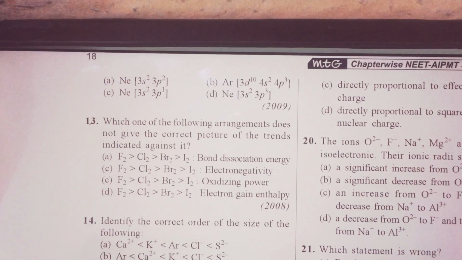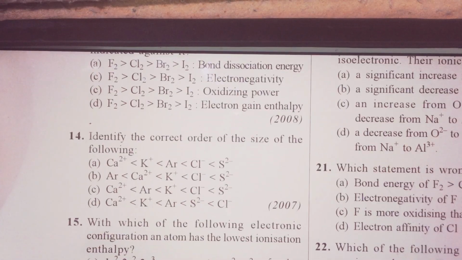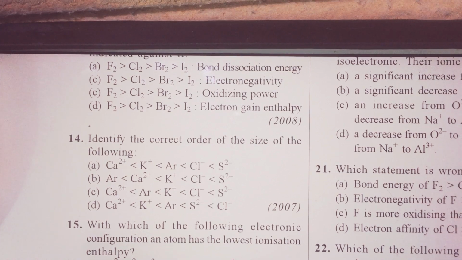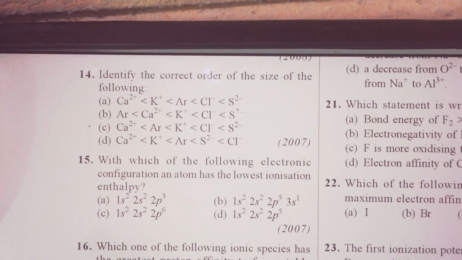Identify the correct order of the size of the following. For the 14th question, obviously A is the answer. 15. With which of the following electronic configuration an atom has the lowest ionization? Alkali metals. B corresponds to the answer.